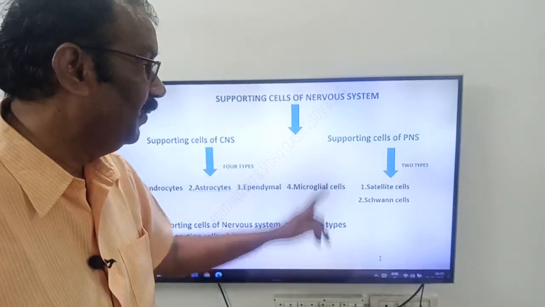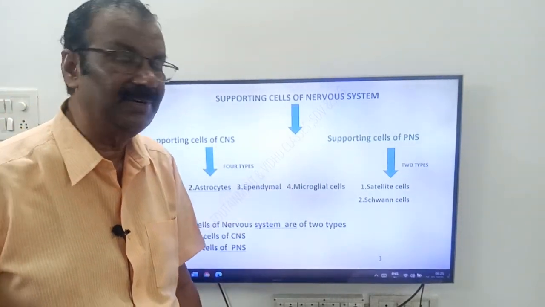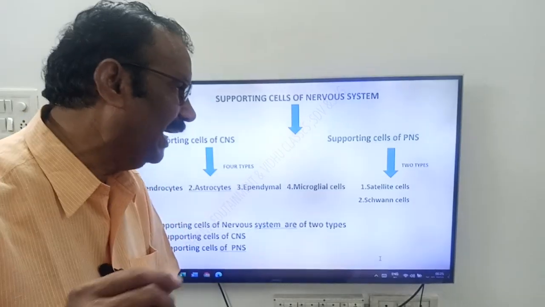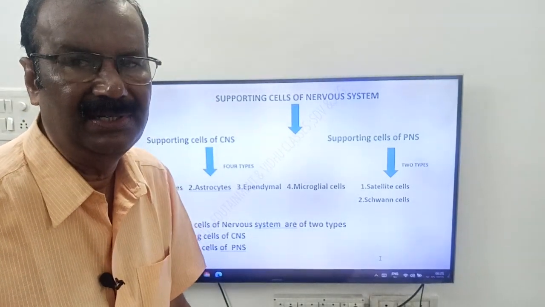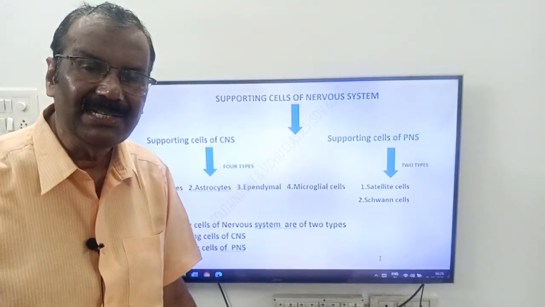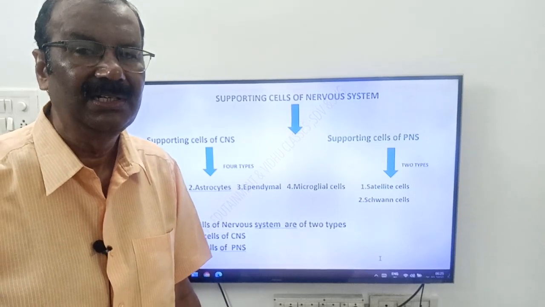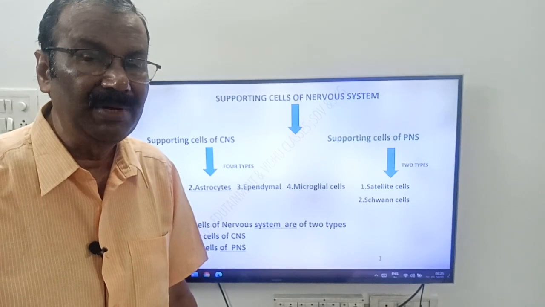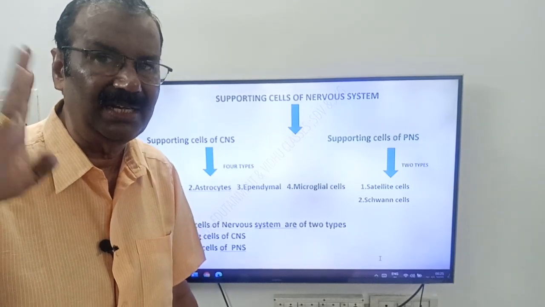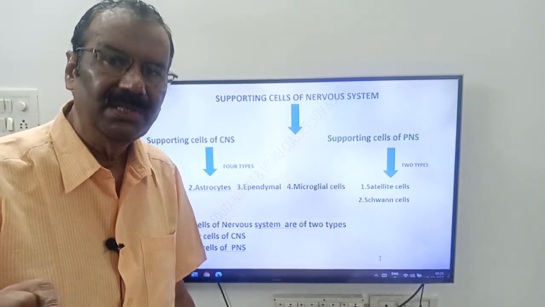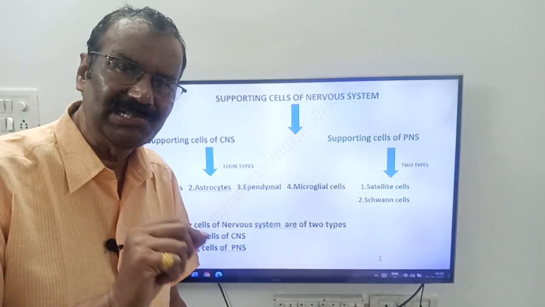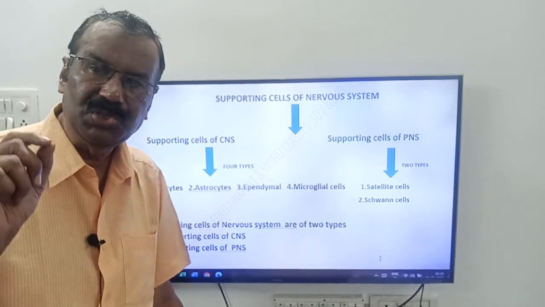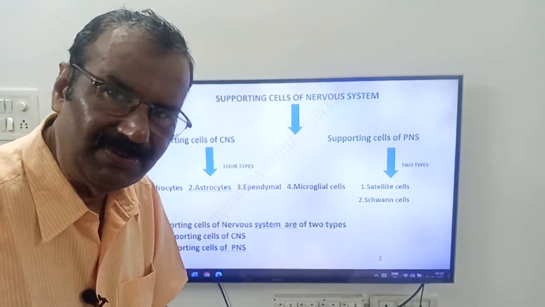Come to the supporting cells of the peripheral nervous system. There are two types: satellite cells and Schwann cells. Friends, satellite cells and Schwann cells are the supporting cells of the peripheral nervous system. Total how many supporting cells are there? Six. Out of these six, four are present in the central nervous system and two are present in the peripheral nervous system.